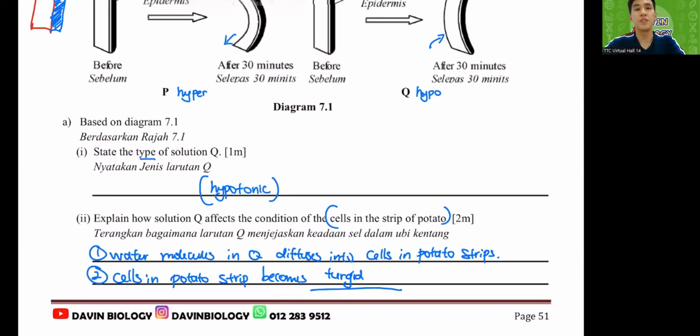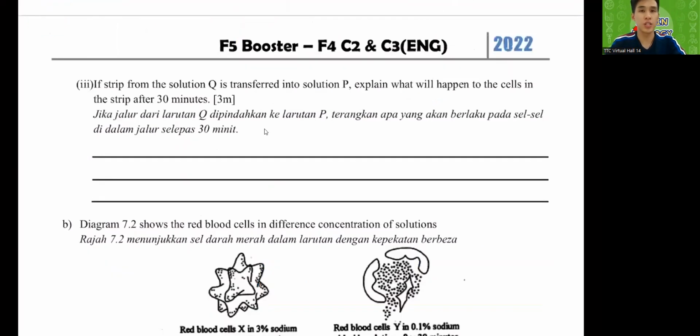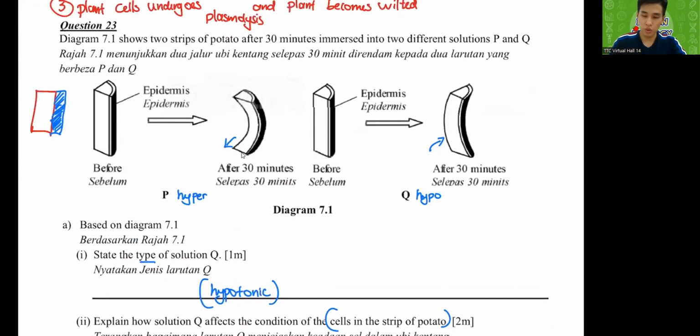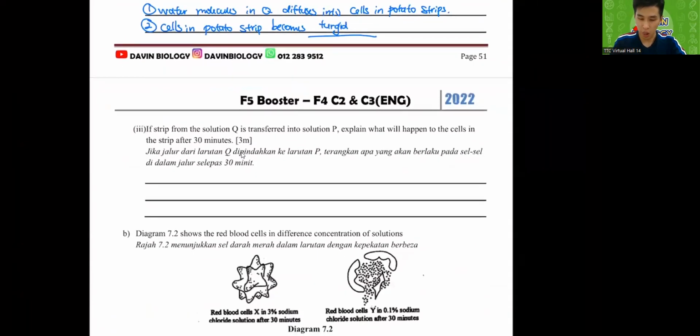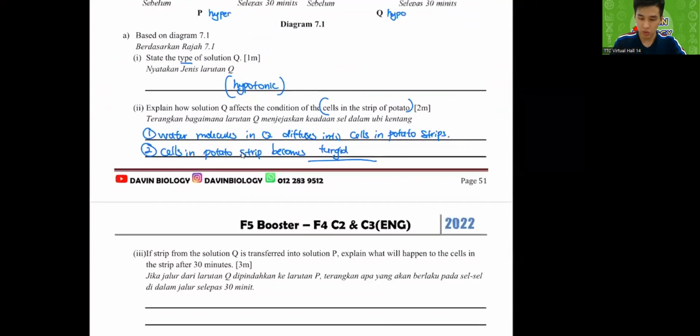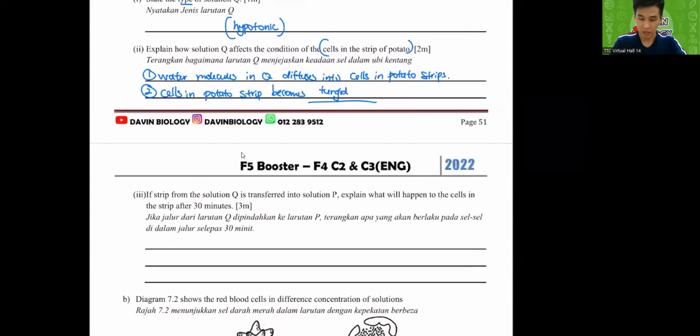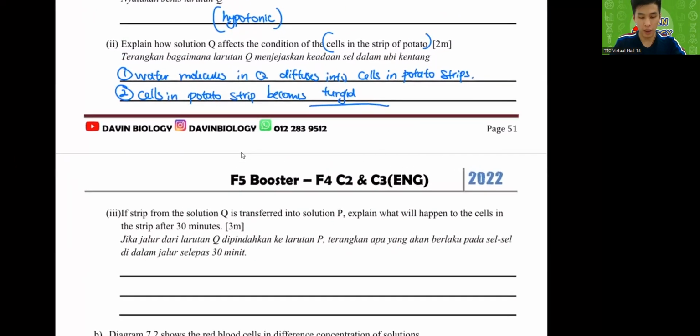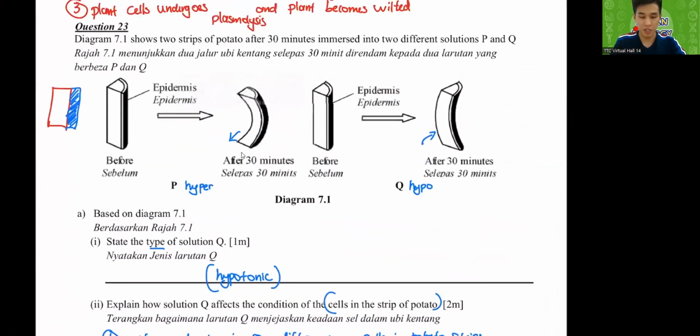Next question. If strips from the solution Q is transferred into solution P, explain what will happen to the cells in the strip after 30 minutes. Okay, Q go to P. So wait. If from the solution Q is transferred to P. Okay. Now what will happen to the cells in the strip after 30 minutes? Okay, so what happened to it? Basically the same as P.